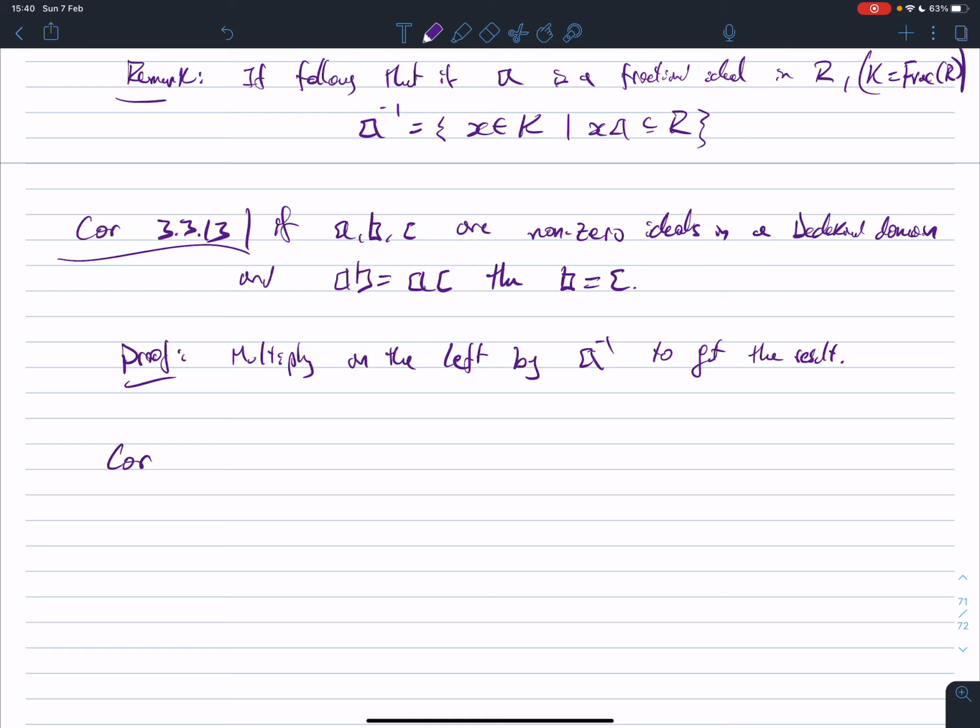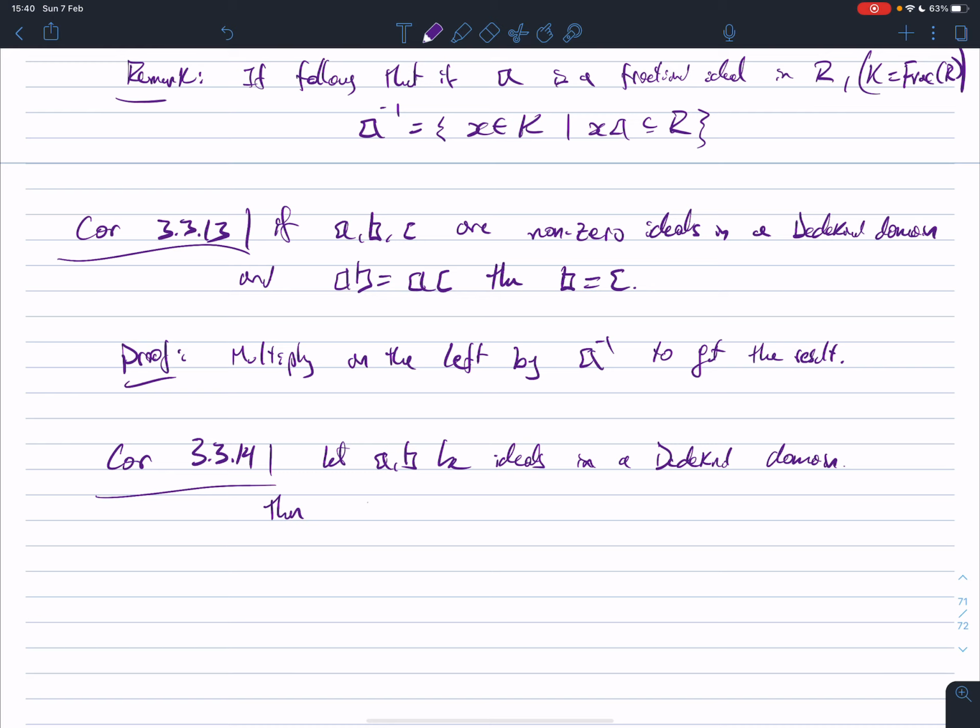Another corollary, 3.3.14. If I let A and B be ideals, so not fractional ideals, just ideals in the Dedekind domain, then A divides B, i.e., you can write B as A times some ideal C, if and only if B is contained inside the ideal A. So A dividing B means that B is contained in A. Somehow division reverses and becomes inclusion. And this is an if and only if.